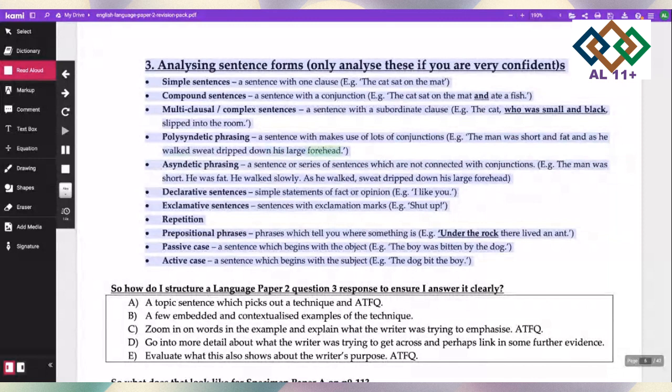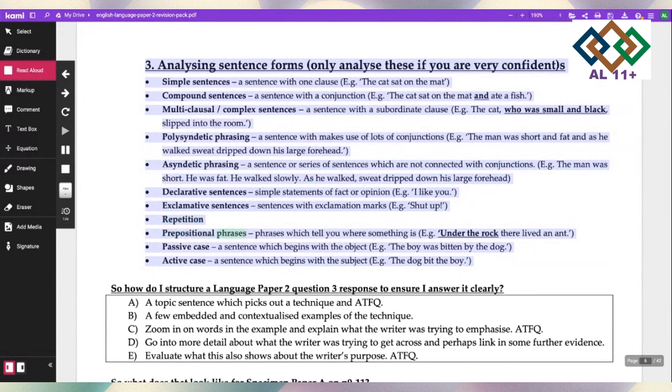Asyndetic phrasing: a sentence or series of sentences which are not connected with conjunctions, e.g. the man was short. He was fat. He walked slowly. As he walked, sweat dripped down his large forehead. Declarative sentences: simple statements of fact or opinion, e.g., I like you. Exclamative sentences: sentences with exclamation marks, e.g., shut up!